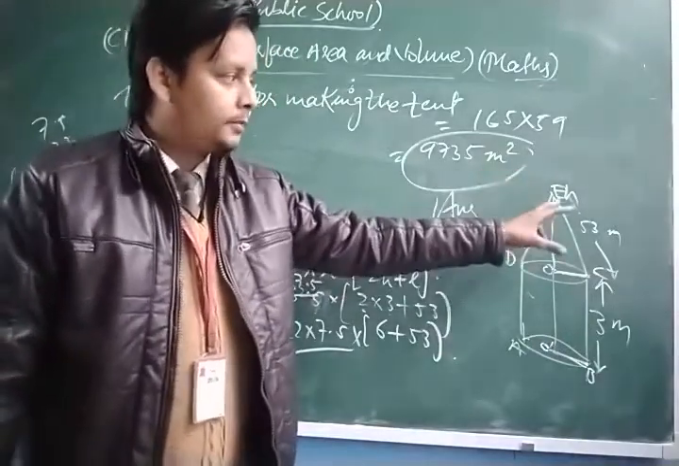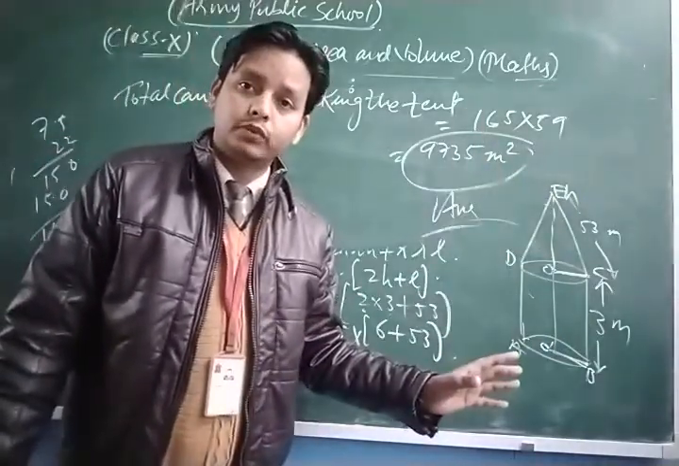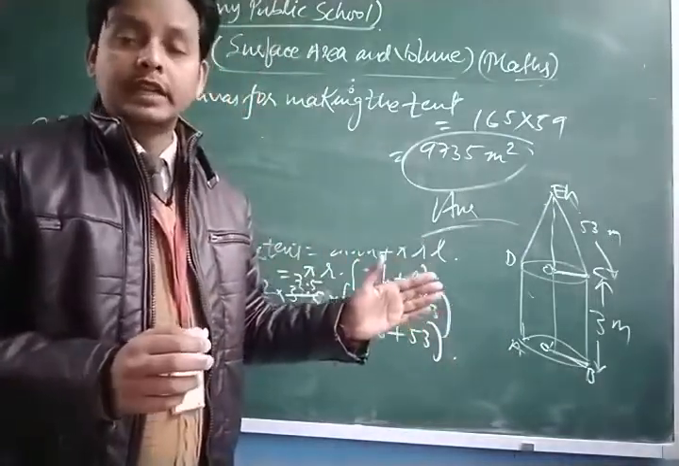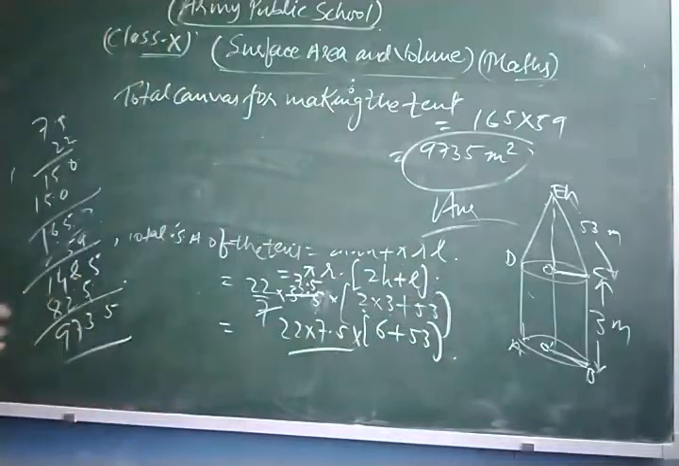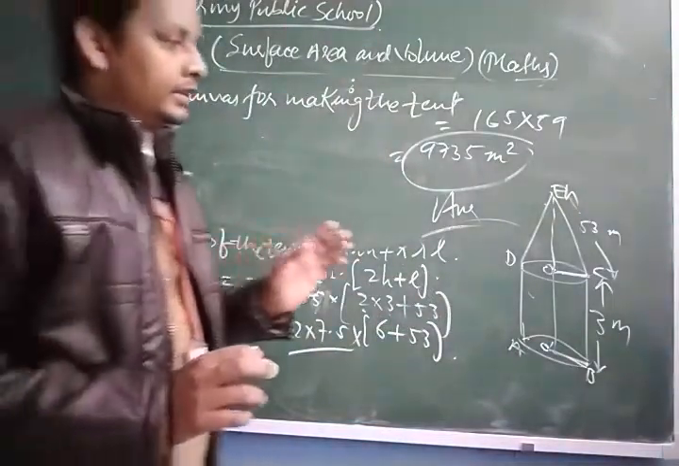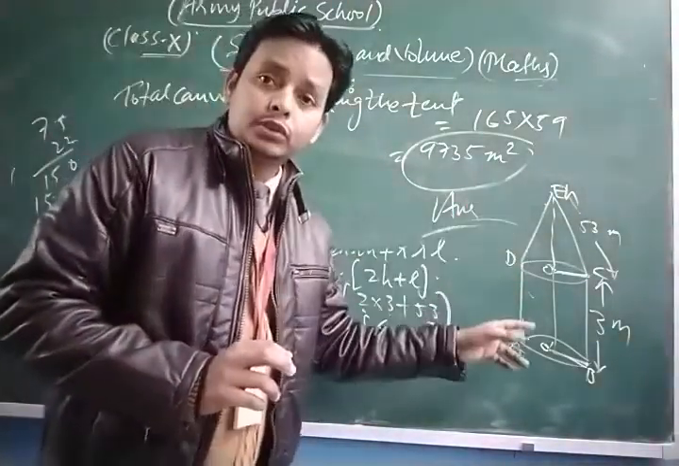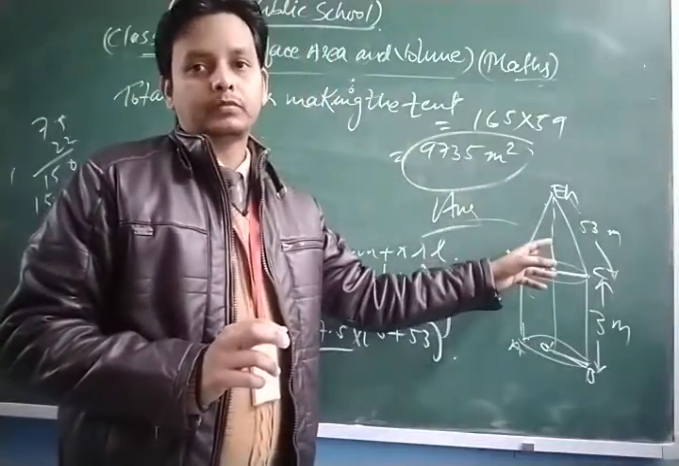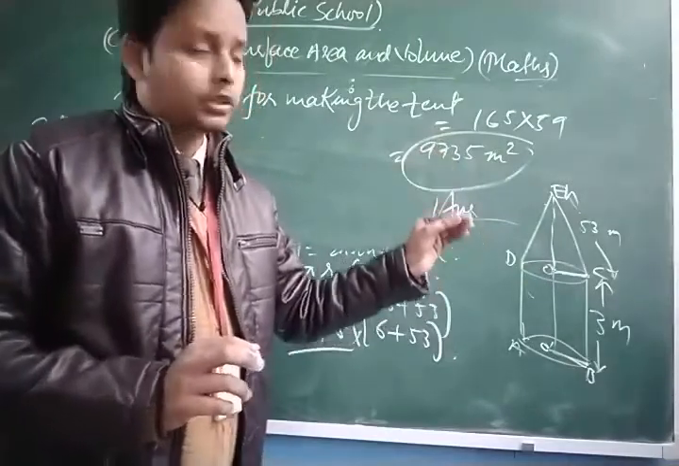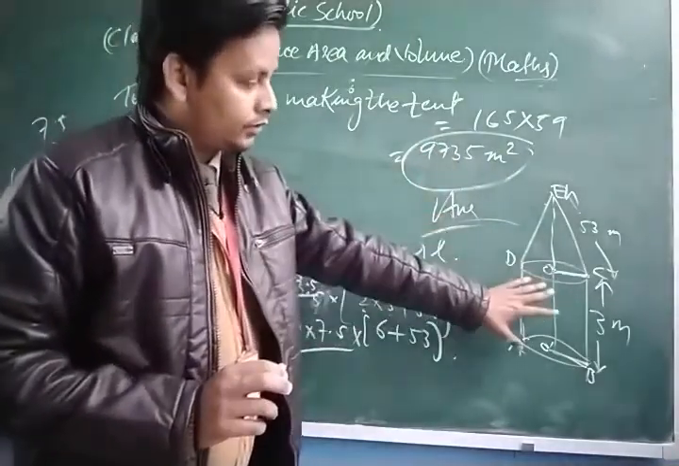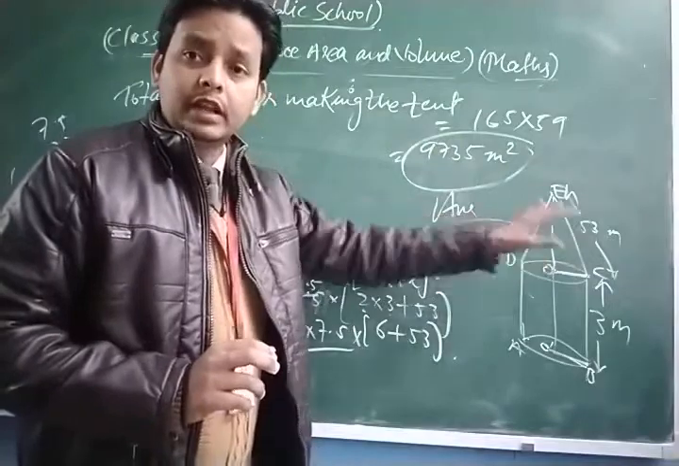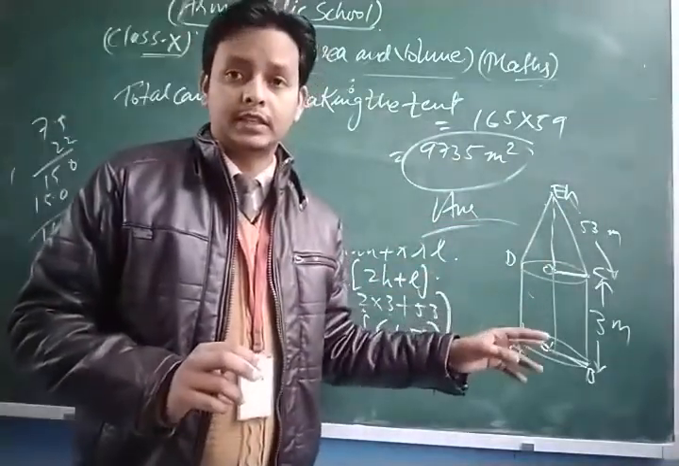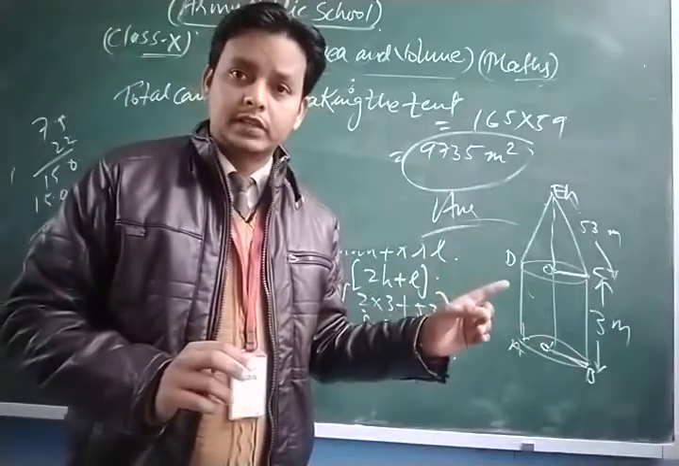So according to that, if we find the total canvas used for making a tent, we add their curved surface areas. In the case of a combination of solids, we don't use the total surface area of the shape. So the total canvas used for making the tent is the curved surface area of the cylinder plus the curved surface area of the cone. Slant height is already given, and we know that the curved surface area of the cylinder is 2 pi rh, and the curved surface area of the cone is pi rl.